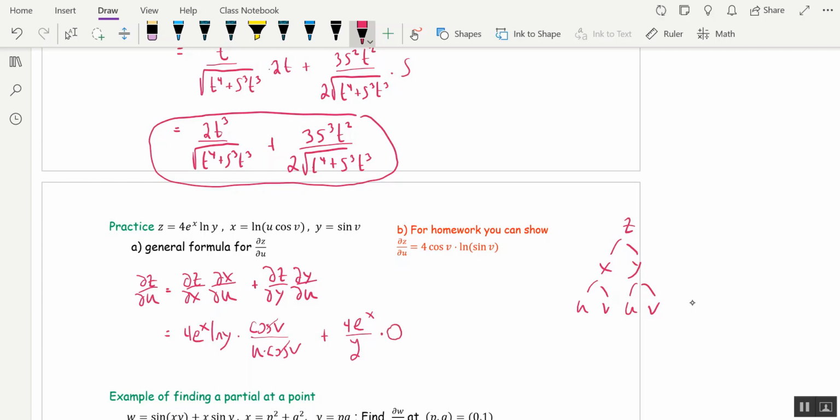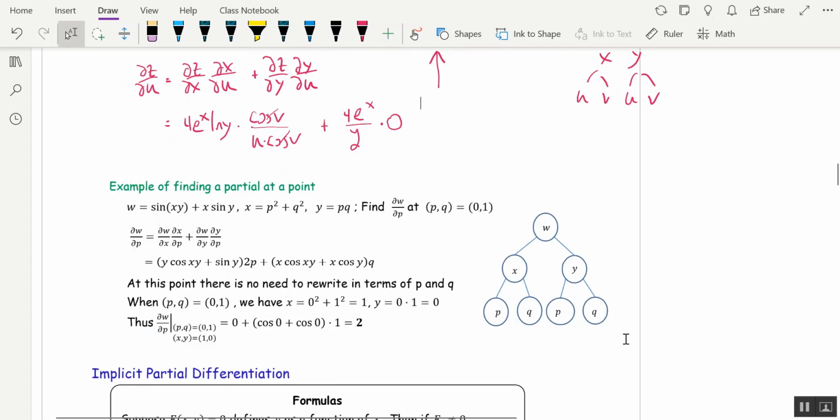Now what you're going to do is back substitute. X is ln u cos v and y is sine v, and you can show the last part that simplifies to that function you see there. Okay, this example here that you see at the end is just showing you that suppose you want to find a partial derivative at a single point using the chain rule. I've started us out here.